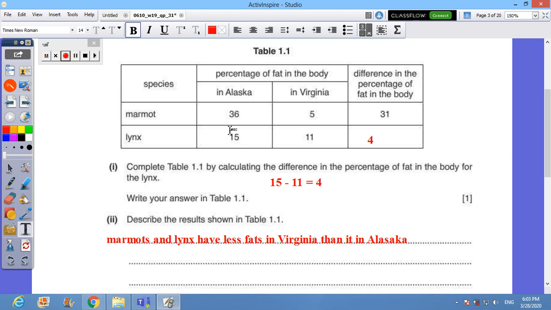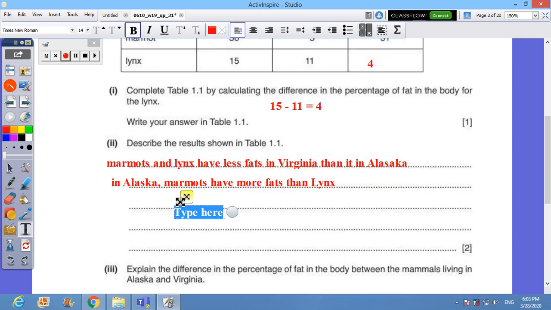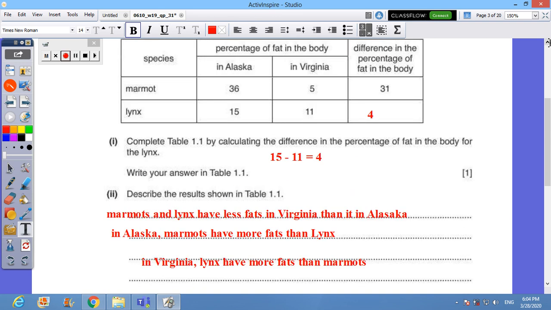Or I can make a vertical comparison. Like in Alaska, mammoths have more fat than lynx. Again, in Alaska, what happens is that mammoths have more fat than lynx. Very good. Or choose to do the opposite. Like in Virginia, lynx have more fat than mammoths. Again, in Virginia, what happens? Lynx have more fat than mammoths. As you can see, 11 is more than 5.